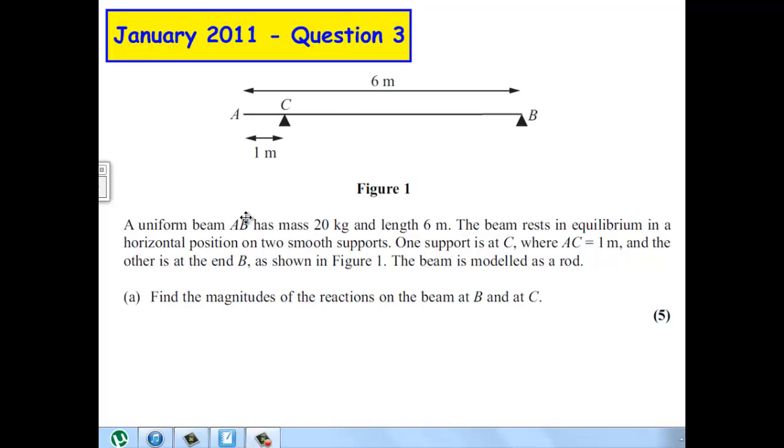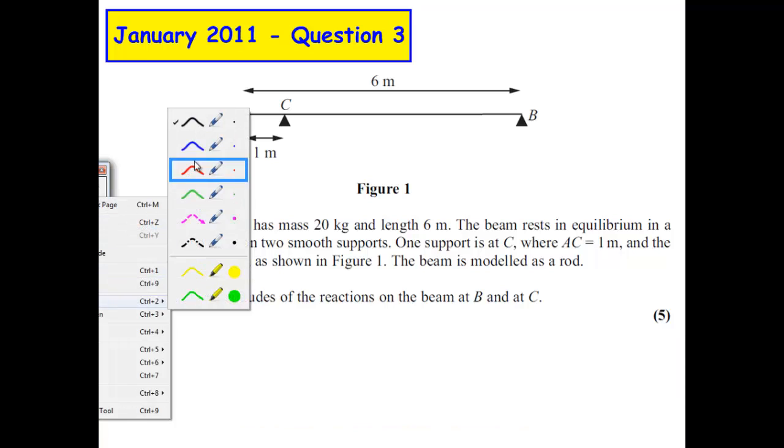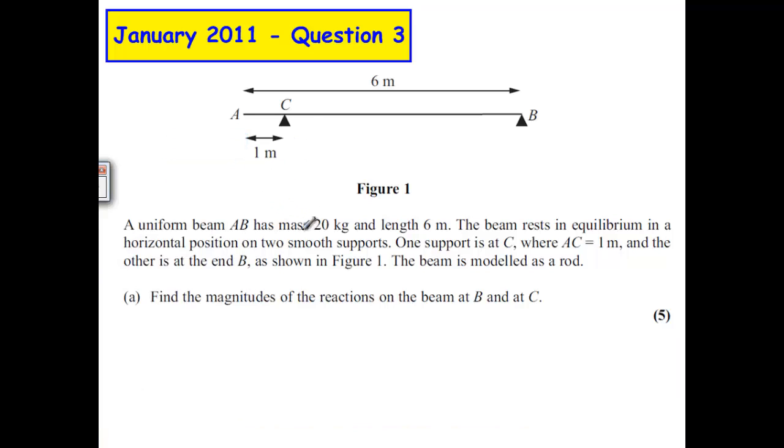So, a uniform beam that goes from A to B has length 6 meters and mass 20 kilograms. Now, the fact that this is a uniform beam tells me that the mass of the beam, which is 20 kilograms, must act in the center of the beam. So I could draw the force on the diagram that's given to me.